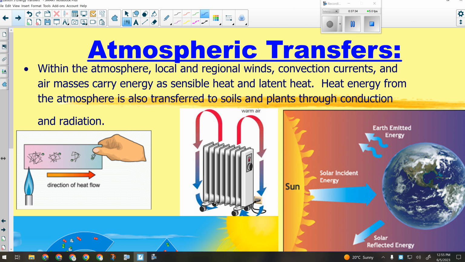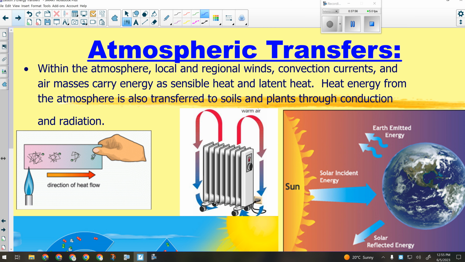So energy comes to us from the sun by radiation. It travels by waves and it gets here. Once it gets here and it hits something, it can be absorbed. And when it's absorbed, the second law of thermodynamics kicks in. Energy goes from hot to cold.